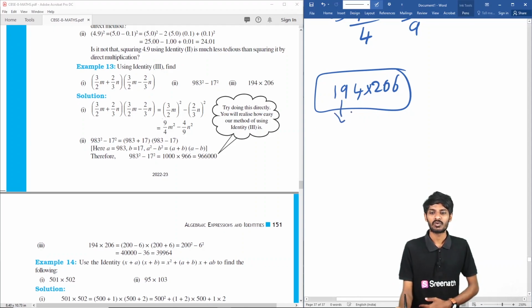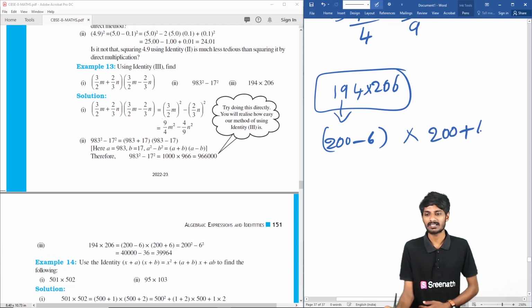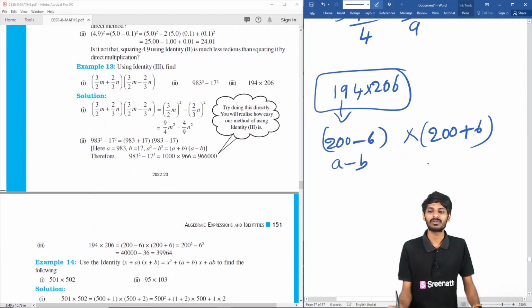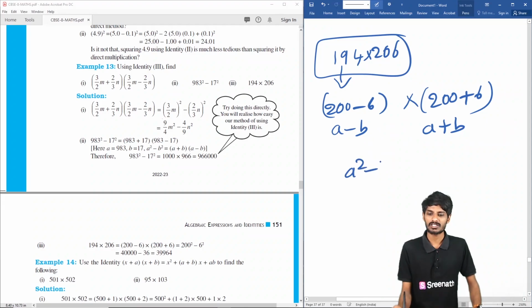It is so simple. We can write 194 as 200 minus 6, and we can write 206 as 200 plus 6. So how is it looking? It is a minus b and it is a plus b. So a plus b into a minus b is simply a square minus b square. So we can simply say it is 200 square minus 6 square.